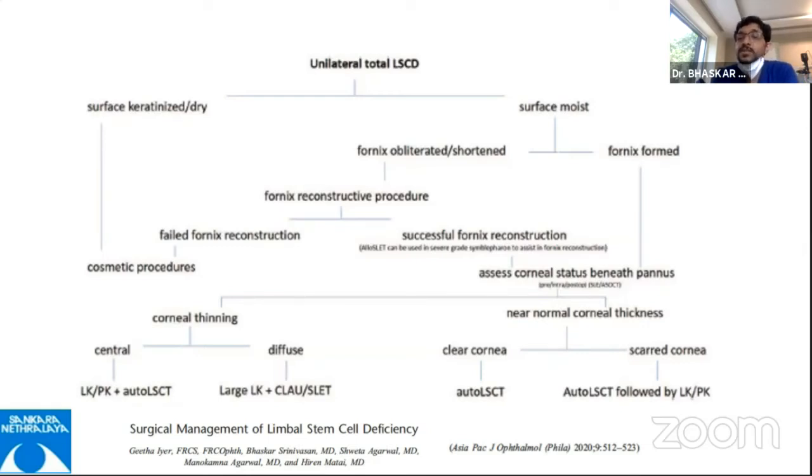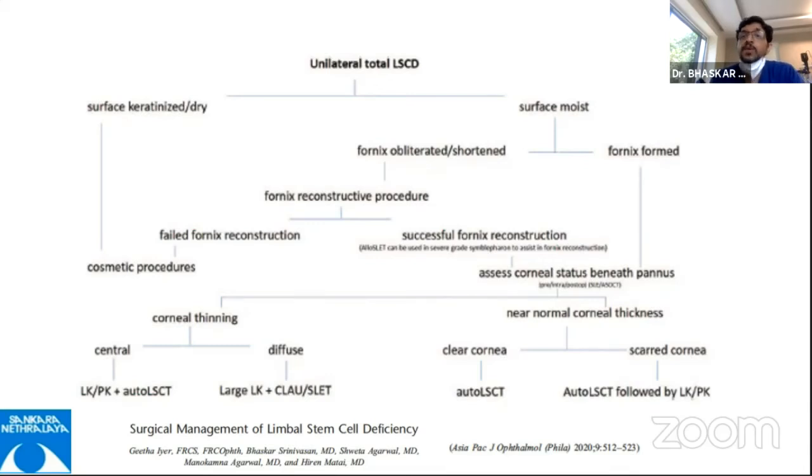If it is clear, you can just do an autogenic SLET. If it is scarred, you might have to combine the autogenic SLET at some point with an LK or a PK. If it is thinned out, you will have to see whether the thinning is in the center or it is more diffuse. If it is in the center, you might have to combine an LK or a PK with an auto SLET. And if it is diffuse, you might have to combine it with a large SLET, either at the same sitting or subsequently.